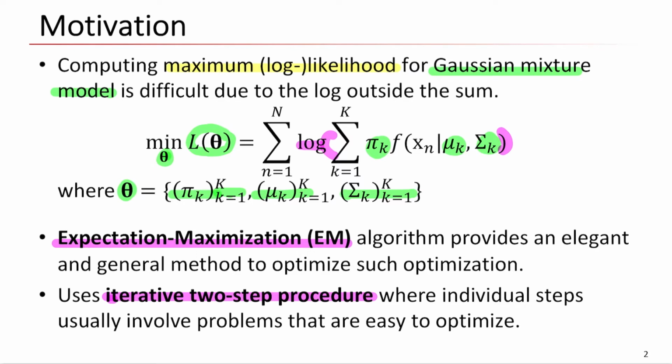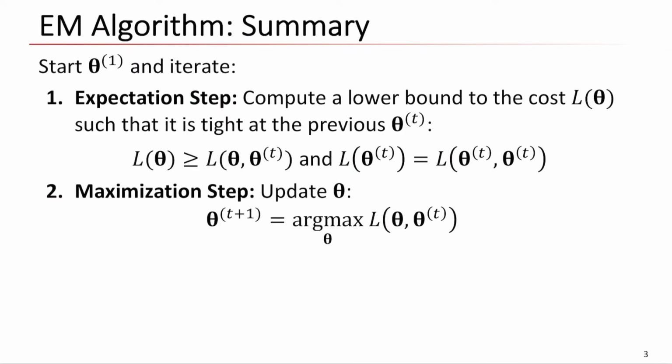So, remember the k-means clustering algorithm? The k-means clustering algorithm also consists of two steps, right? So similar to the k-means clustering algorithm, the EM algorithm also consists of two steps. Okay, let's see what it is. Okay, here is the algorithm. First of all, we have to initialize theta as theta 1, and we will iterate the two steps. The first step is called the expectation step, and the second step is called the maximization step.